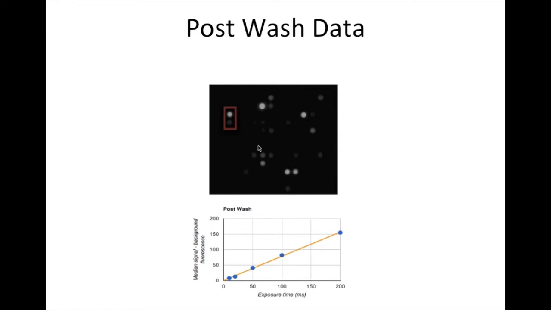The other thing to mention here is that there is a foreground and a background signal. The foreground signal is a measure of the fluorescence of the spot itself, and the background signal is calculated by measuring the fluorescence of four corners in a square grid around the spots themselves.